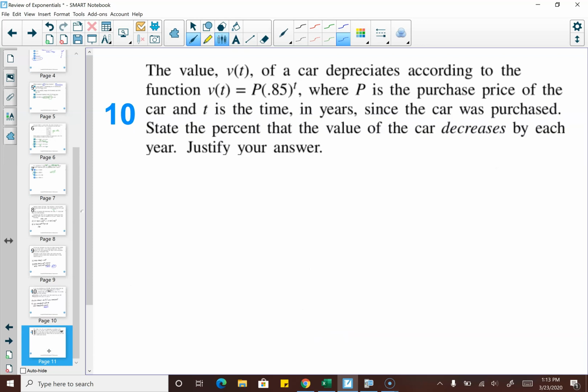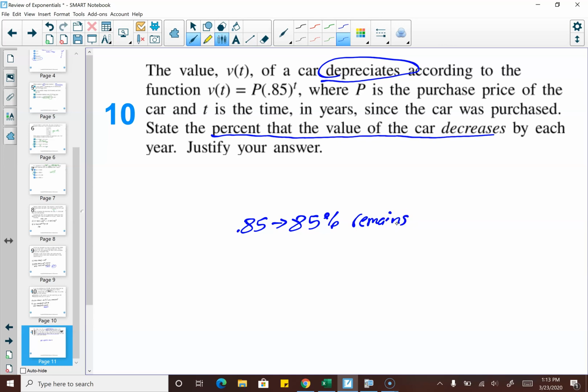For our last one, the value V of t of a car depreciates, so again, we know it's decaying, according to the function V of t equals P times 0.85 to the t, where P is the purchase price of the car and t is the time in years since the car was purchased. State the percent of the value that the car decreases by each year. Now, everybody wants to say that we have an 85% decrease. But no, what that 85 really represents is the amount that remains. 85% of the value remains every year.